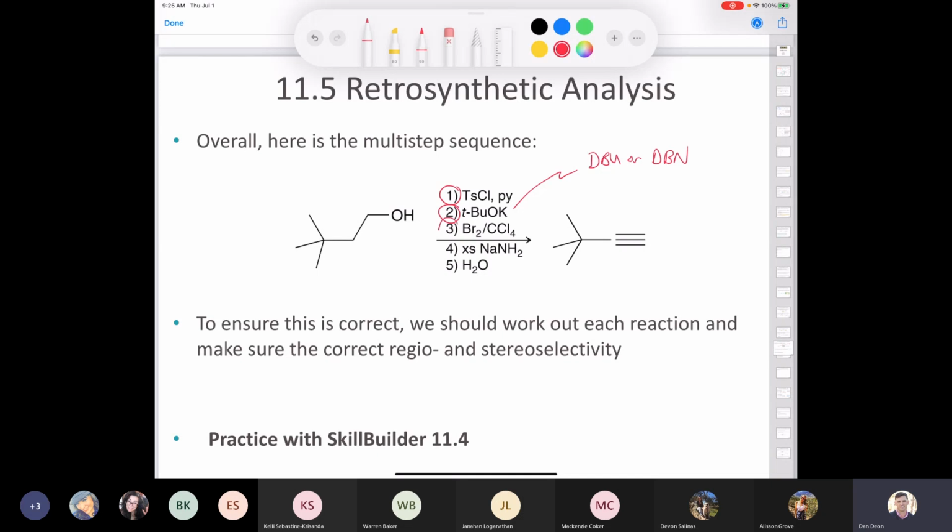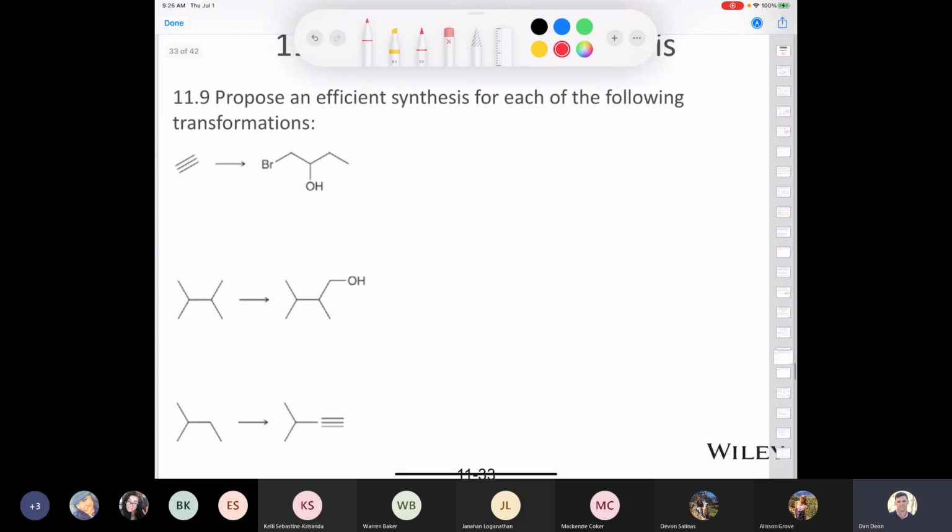Then you have the bromination to make the vicinal dibromide. Then you treat it with excess sodium amide to do the double elimination. You produce the alkynide. Then you add water in the last step to add this proton on the end like that. And there you have it. But again, I think the most powerful way to solve this problem would be to use retrosynthetic analysis. So that's retrosynthetic analysis. So with all that in mind, let's try some more problems here.